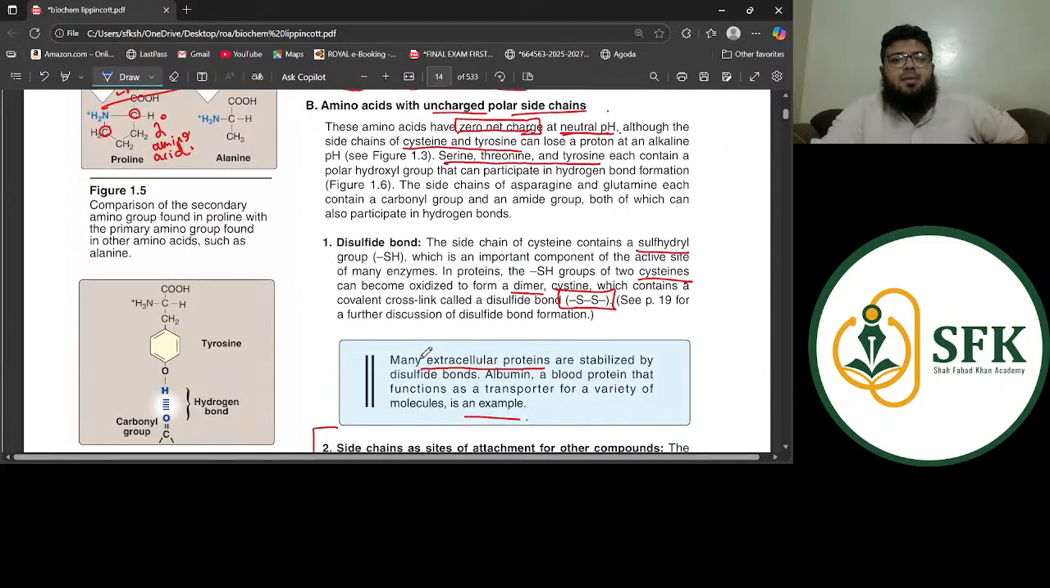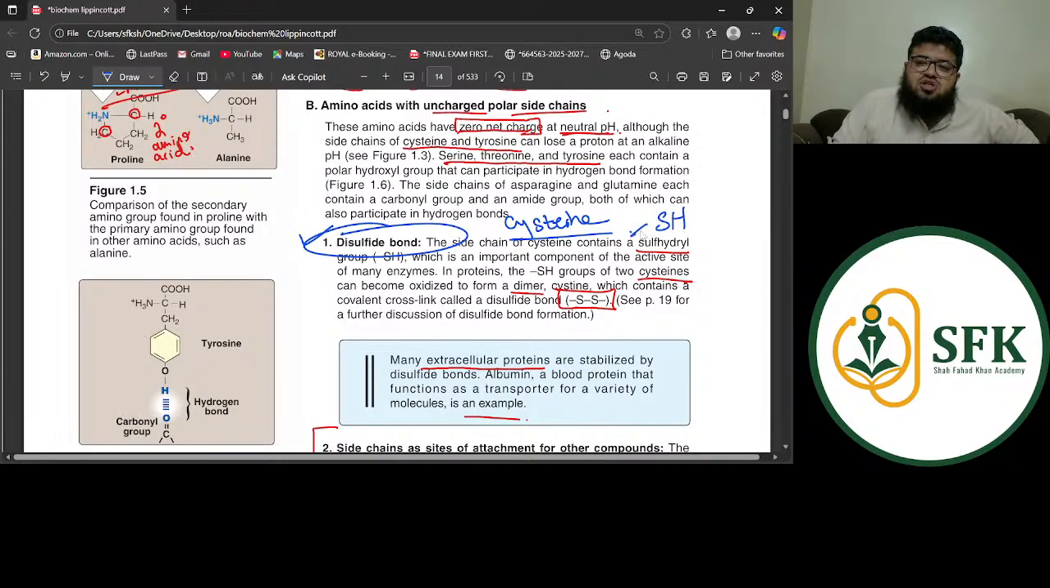Now, amino acids with uncharged polar side chains, we've already spoken about them. This is important: they are polar, but they're not charged. One of the first examples is the disulfide bond. This disulfide bond exists only when you've got the amino acid cysteine, because cysteine contains the SH side chain. When two SH groups come side by side, they lose the hydrogens, and as they lose the hydrogens, a bond is formed between sulfur and sulfur, making it a disulfide bond or a disulfide bridge.